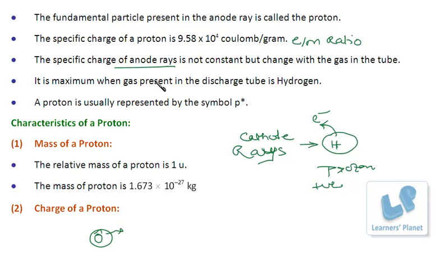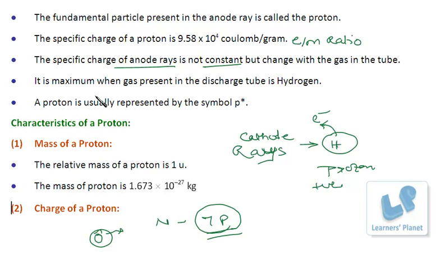The specific charge of anode rays is not constant, but changes with the gas in the discharge tube, as these anode rays are composed of protons. So when the experiment was performed with different gases, the positive residues were different and were actually the aggregate or multiple of protons. Say if nitrogen gas is taken, there are 7 protons in nitrogen, so that will be the aggregate of these 7 protons.